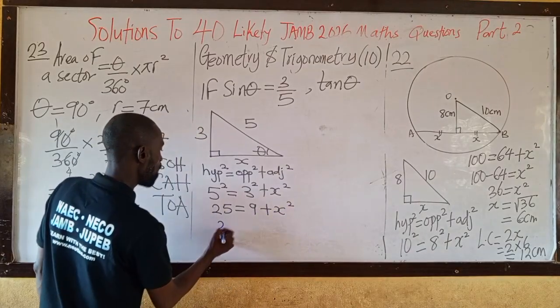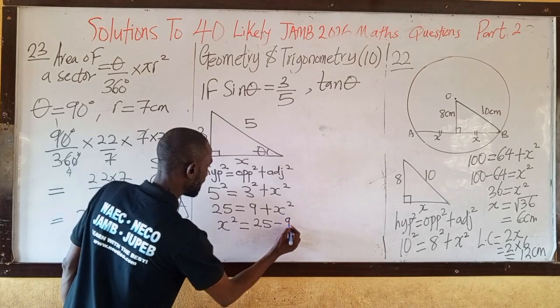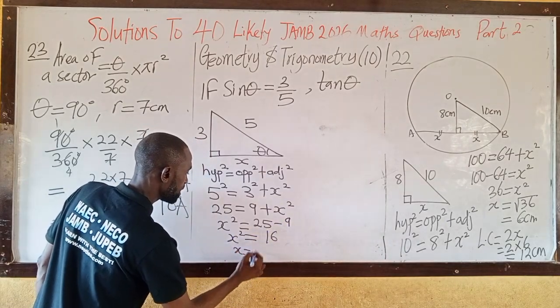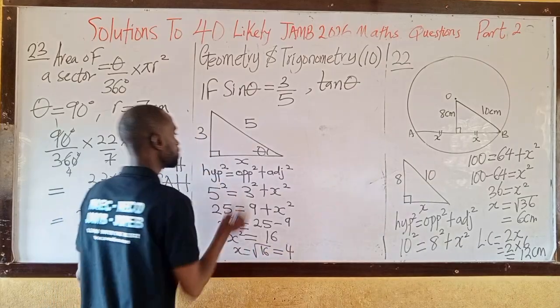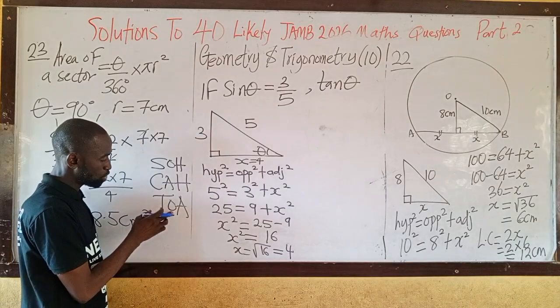So we have x squared equals 25 minus what now? Minus 9. That gives us 16. So x will be the root of 16, and that will go to 4. So our x is 4.